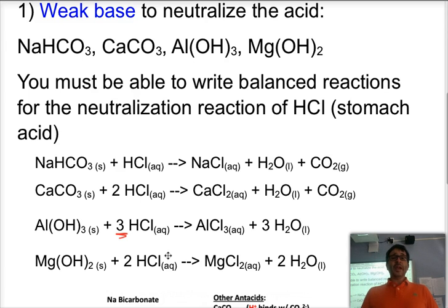Some of the weak bases have side effects. Aluminum tends to cause constipation, while magnesium tends to be a laxative. So many times those 2 are combined. A common example of a drug that combines the 2 is Maalox, that contains both magnesium hydroxide and aluminum hydroxide, and that way you don't have so many stomach problems afterwards.